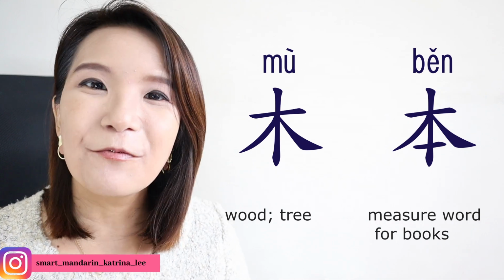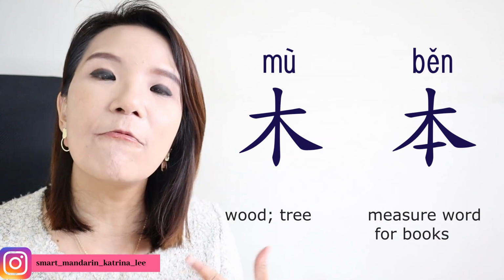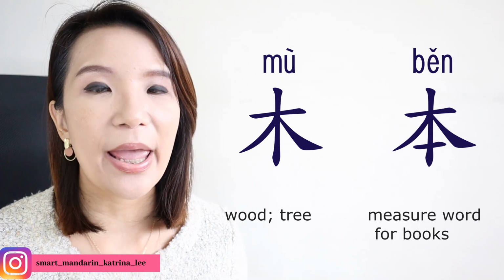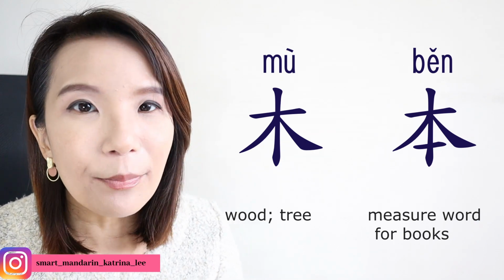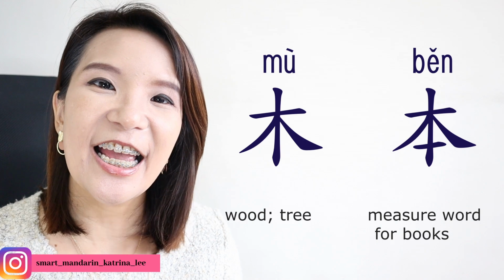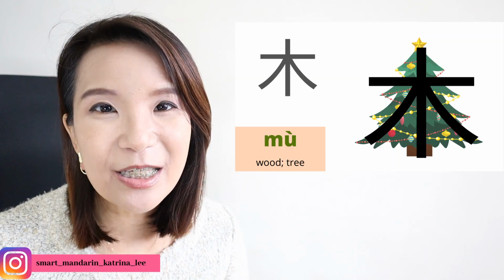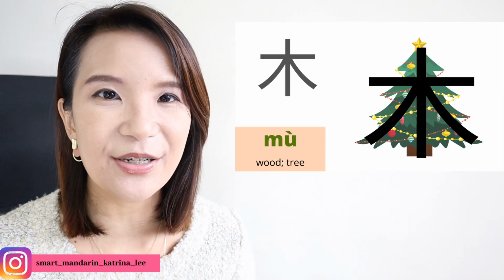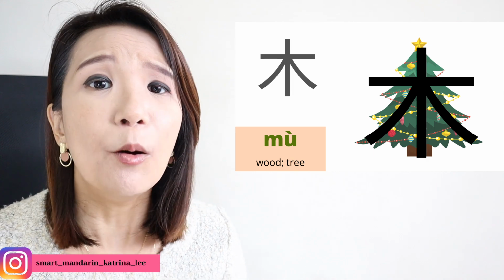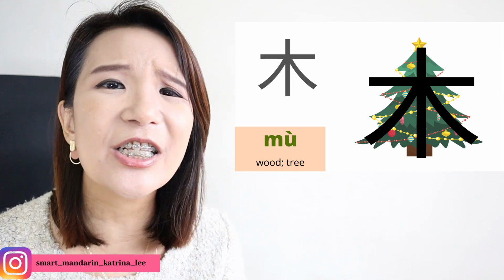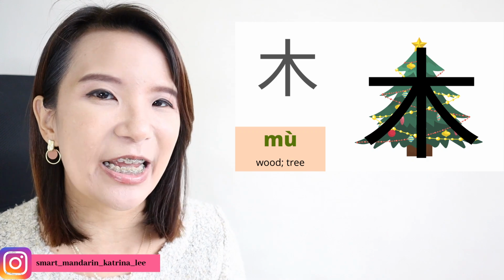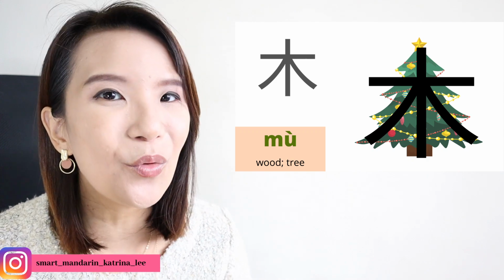Great. Another pair of words that is easily confused is mu and ben. Mu means wood or tree. As you can see, I give you a Christmas tree image because one of my students once told me that this mu, wood or tree, looks exactly like a Christmas tree. Mu. And this is how mu is written.